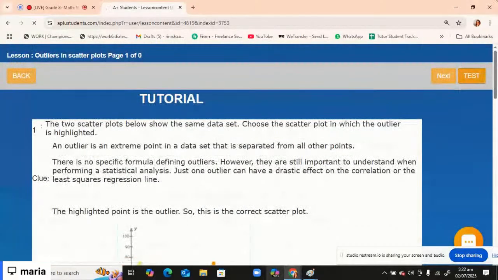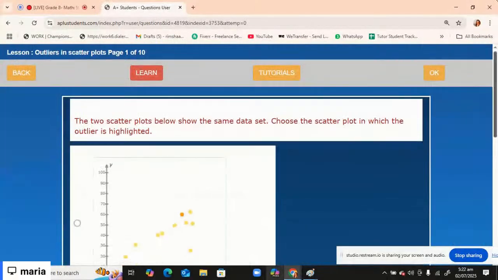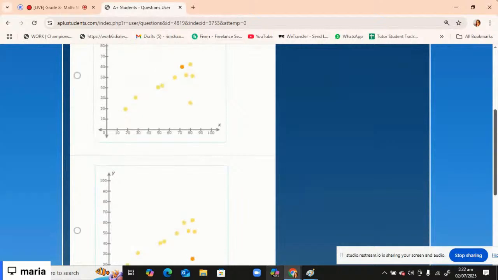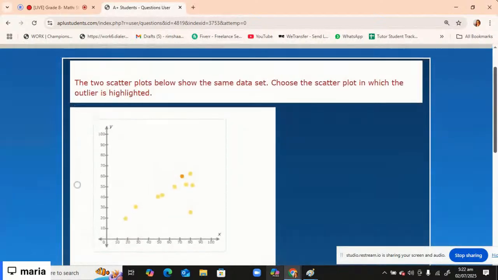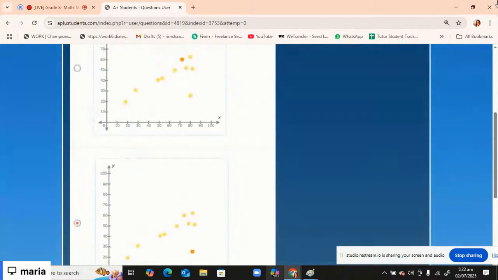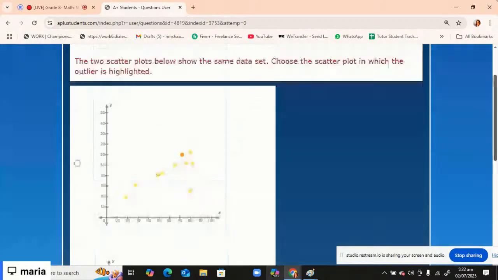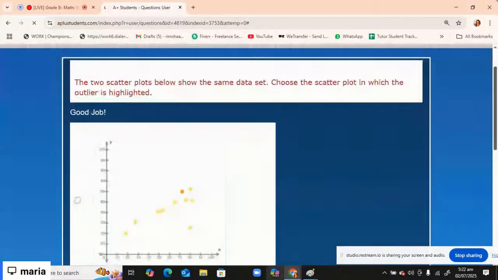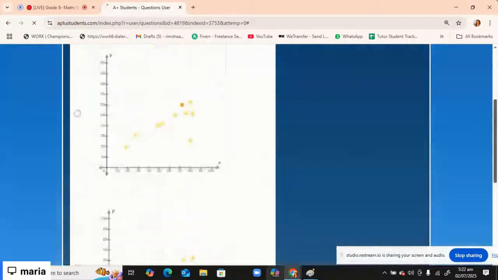Okay, let's discuss the test questions. Now look at both of these two. Which scatter plot is the one in which the outlier is highlighted? In the second one, the outlier is highlighted because it's on the outside, but here it's mixed up with the other points. So we can say the second one. This is the right answer.